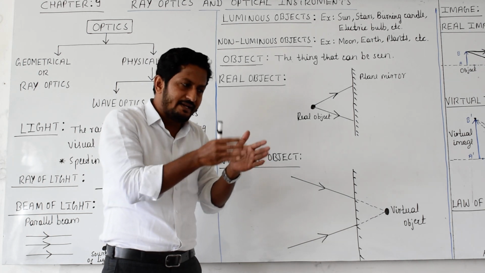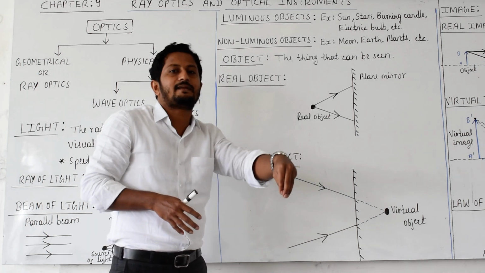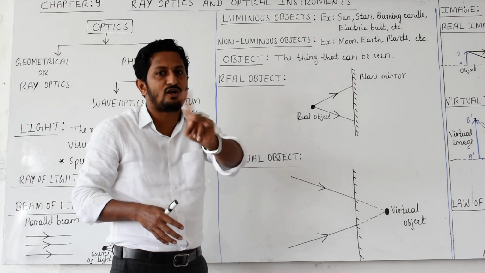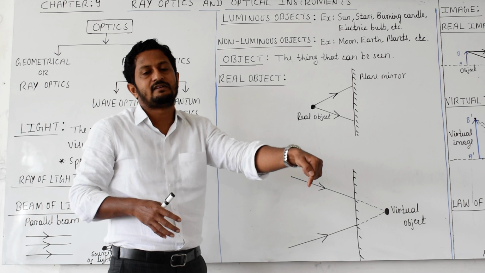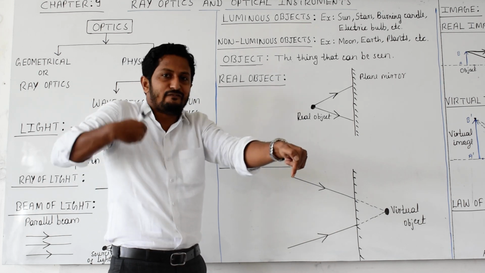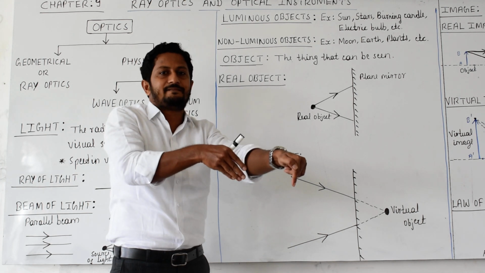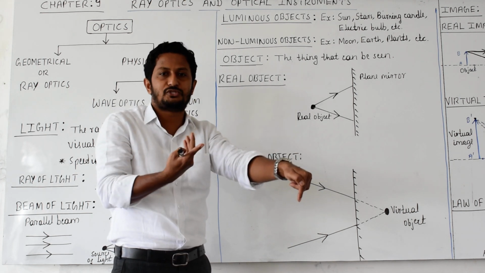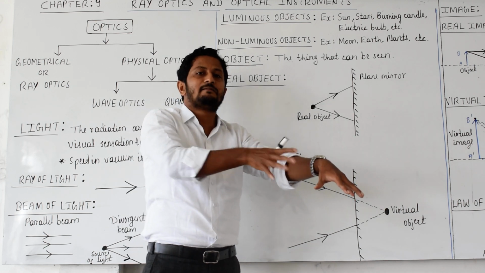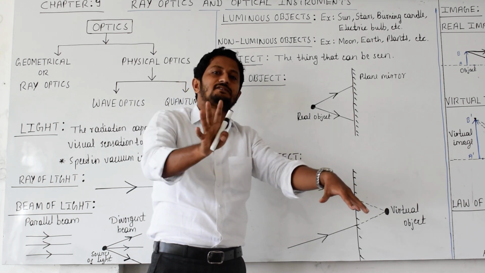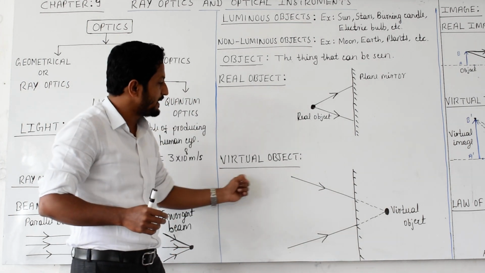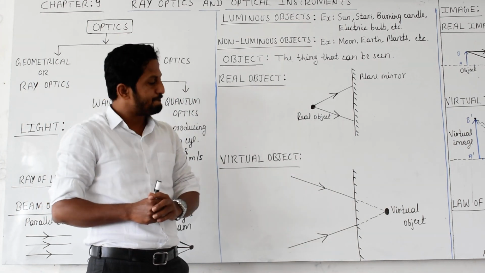Virtual means it looks like being there, but actually, physically, it is not present there, but we feel it is there. That we call virtual. Virtual means it looks like it is there, but you will not notice any physical appearance. See here, what is a virtual object?